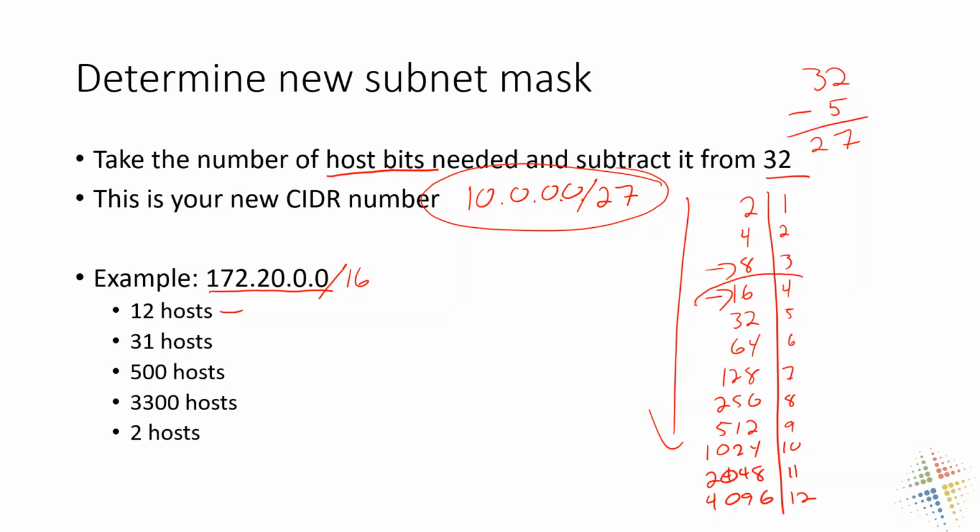So 16 is what I get, which means I need 4 bits. So my new network for 12 hosts is 172.20.0.0 / 32 minus 4, 28.